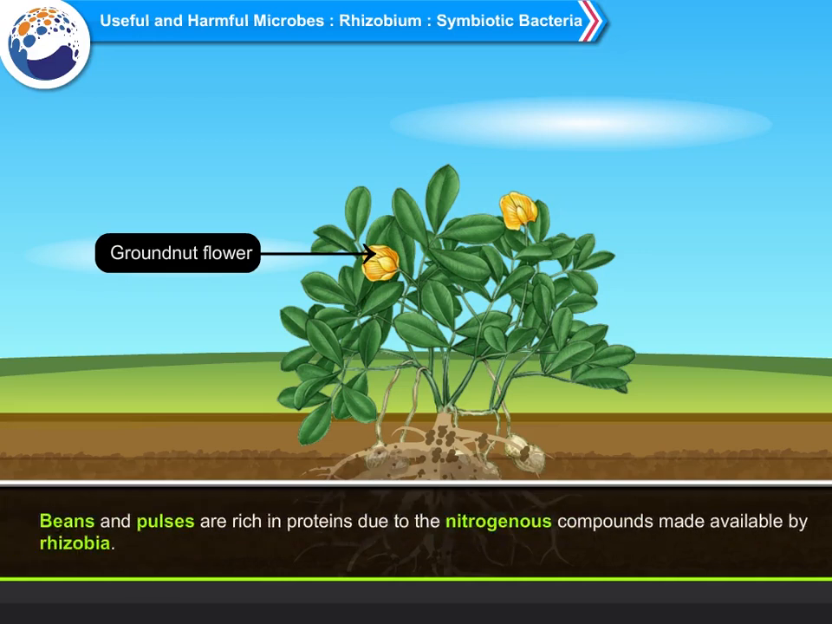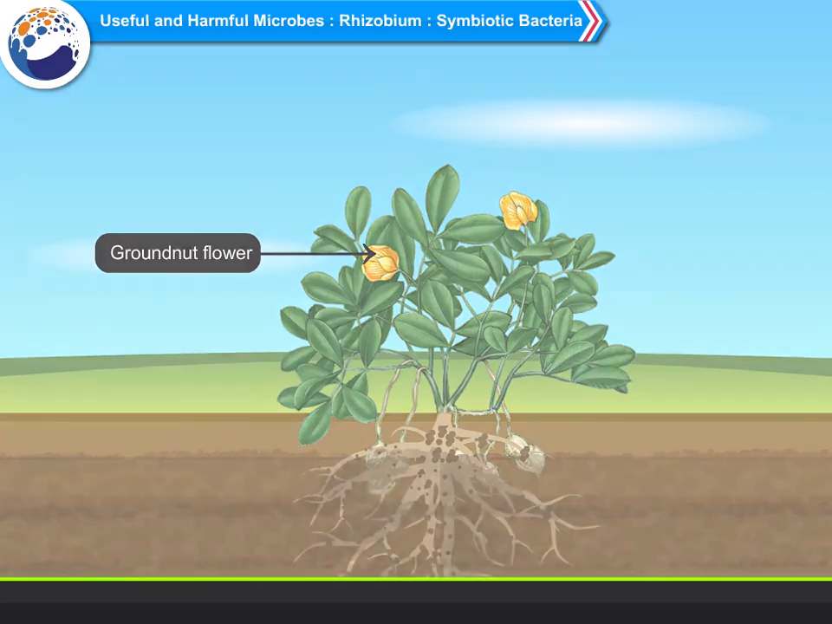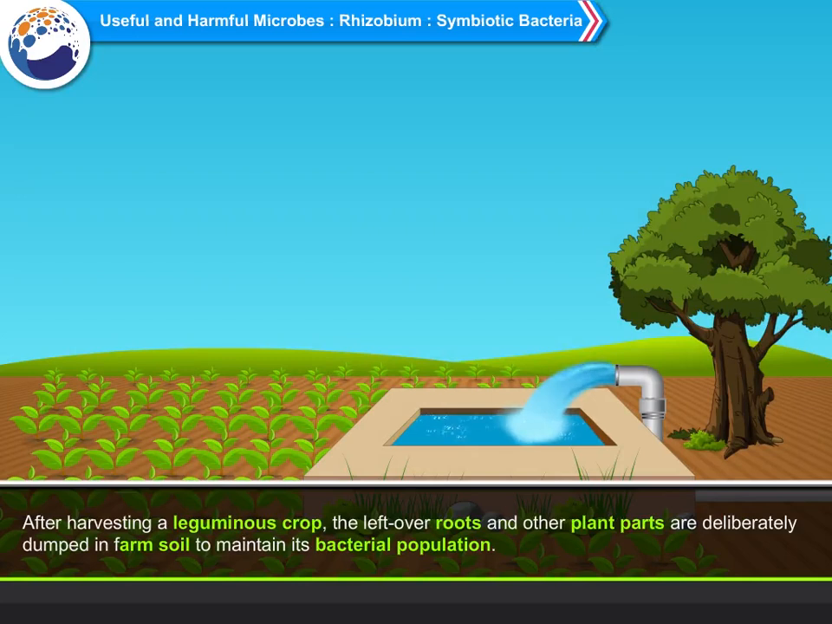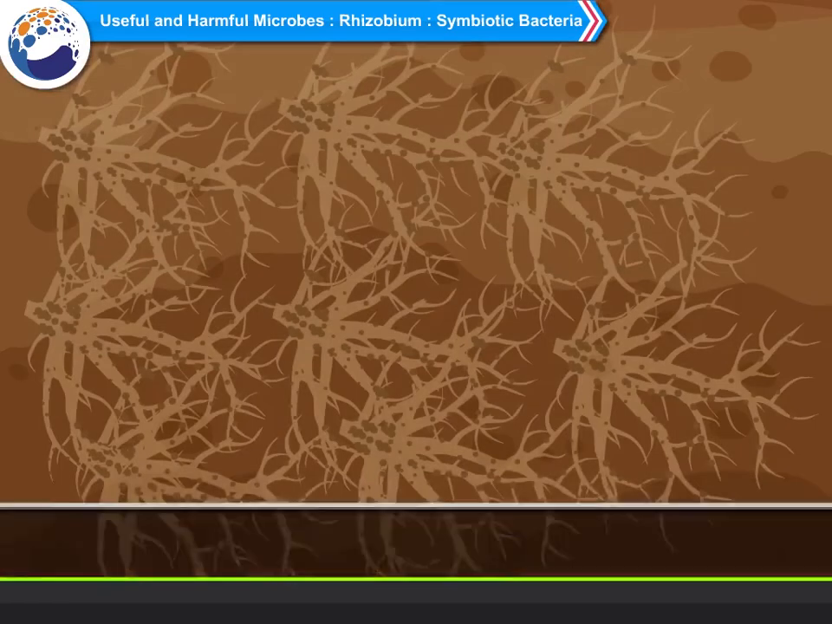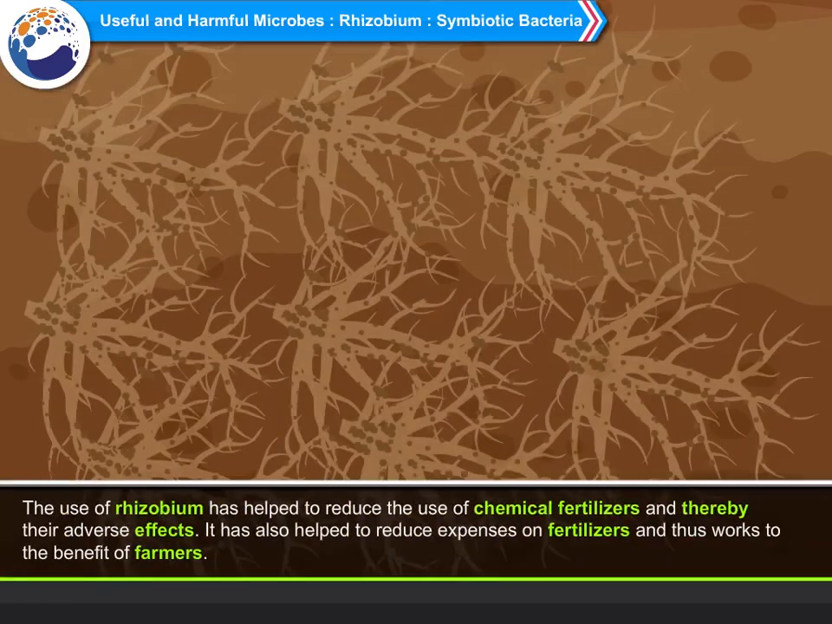as host. Beans and pulses are rich in proteins due to the nitrogenous compounds made available by rhizobia. After harvesting a leguminous crop, the leftover roots and other plant parts are deliberately dumped in farm soil to maintain its bacterial population. The use of rhizobium has helped to reduce the use of chemical fertilizers and thereby their adverse effects. It has also helped to reduce expenses on fertilizers and thus works to the benefit of farmers.